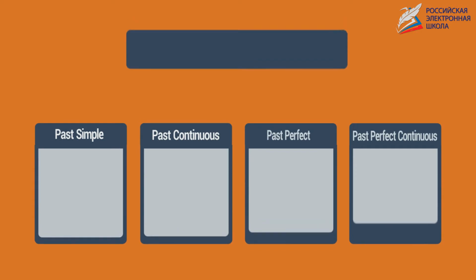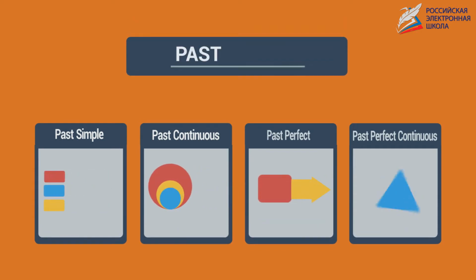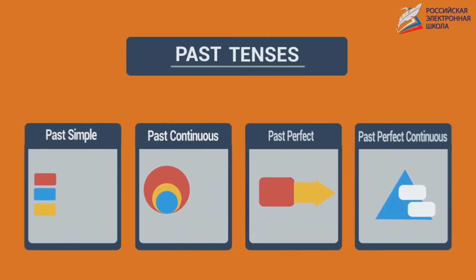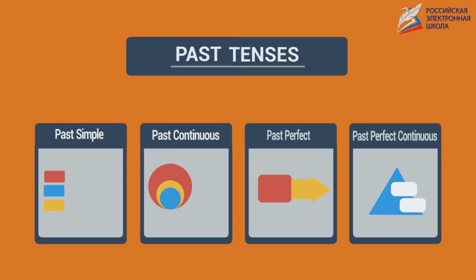To talk about actions that happened in the past, we use past tenses. There are 4 past tenses in English language. They are past simple, past continuous, past perfect, and past perfect continuous. Let's have a look at the way we form sentences in these tenses. Now let's talk about these tenses in detail.